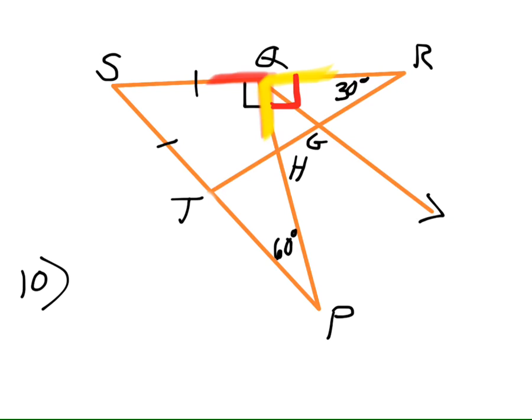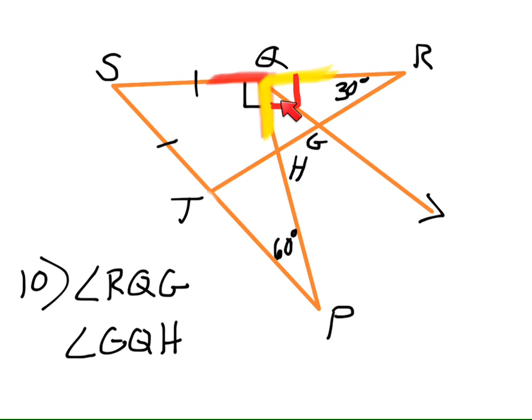So I want two complementary adjacent angles. So I would say this angle and this angle, because together they make up a 90-degree angle. So I could say RQG, and I could say GQH. Those two angles would be adjacent complementary angles. Share a side, share a vertex, no common interior points, and they add to 90.